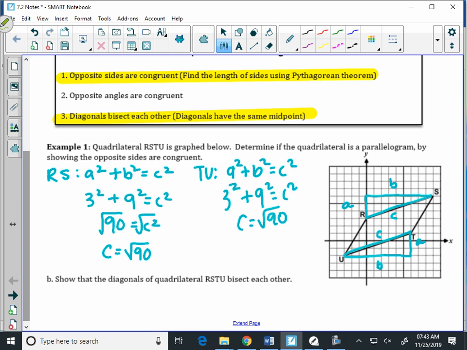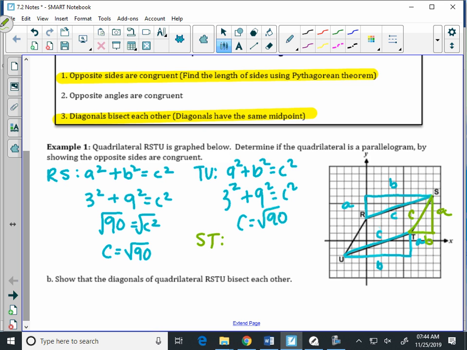If we did not get radical 90, then we could stop and say, no, that's not a parallelogram because opposite sides aren't the same. Okay, but we got that opposite sides were the same, so we're now going to check the other two sides. Which one do we want to check first? ST. A little cramped. Make your right triangle. C, we'll make that A, make that B. Plug it in.